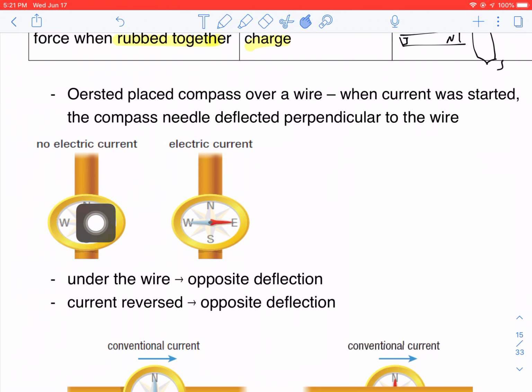Here's the compass pointing towards the North Pole, and here's a wire underneath the compass with no electricity turned on. Okay? And then he turned the electricity on so it was running through the wire, and automatically, clip, it went straight to the side. It pointed 90 degrees perpendicular to the direction that it was originally pointing.